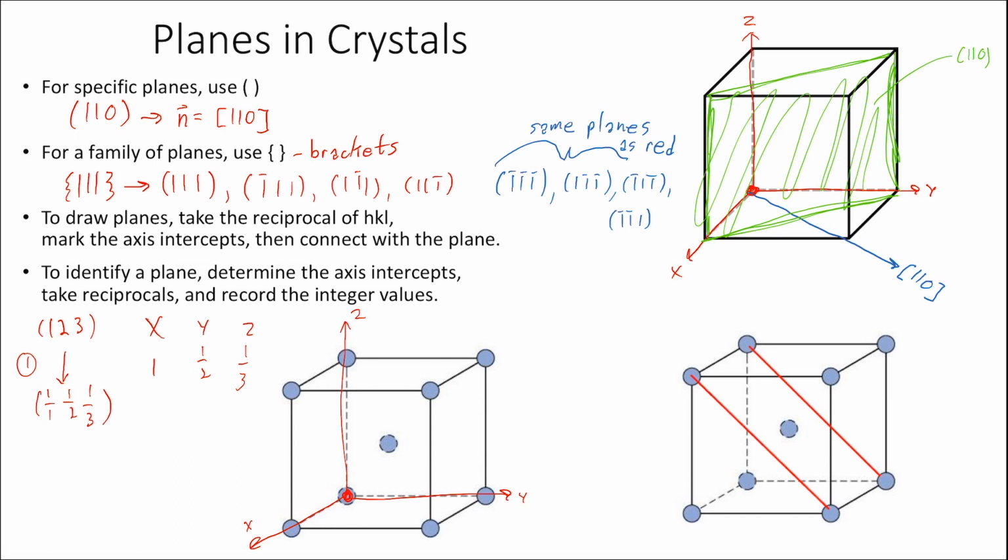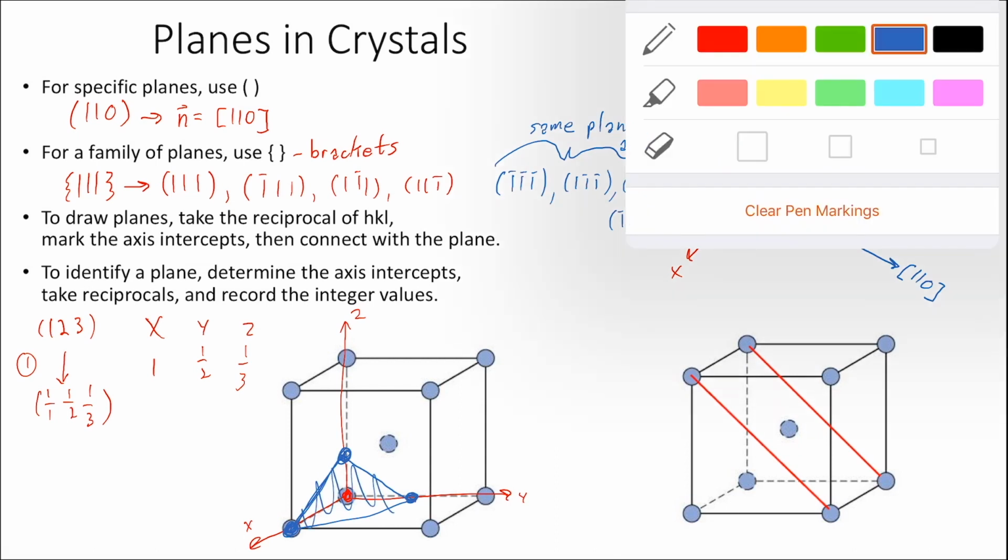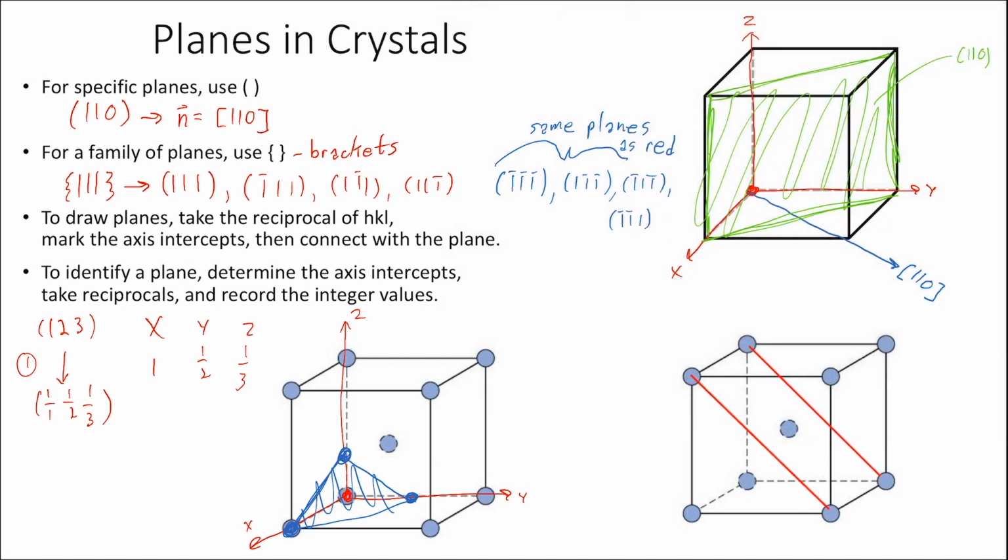In the first case, I'm just going to draw the dot for where it crosses the x-axis at 1, draw the dot for where it crosses the y-axis at 1/2, and then finally at 1/3 for z. Then you just connect the dots, as I said before, and boom, there's your 1, 2, 3 plane. Remember again that the normal in the cubic systems is also given by the Miller indices. So you can also say that its normal direction is parallel to the 1, 2, 3 direction, even though you can't really visualize it like this.